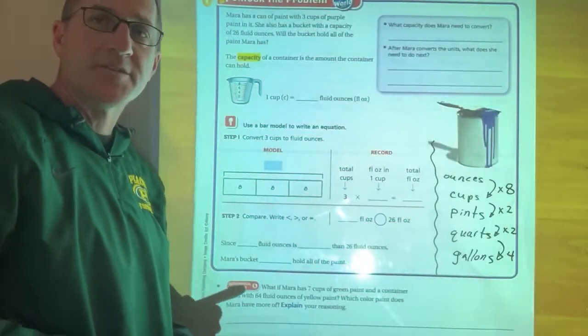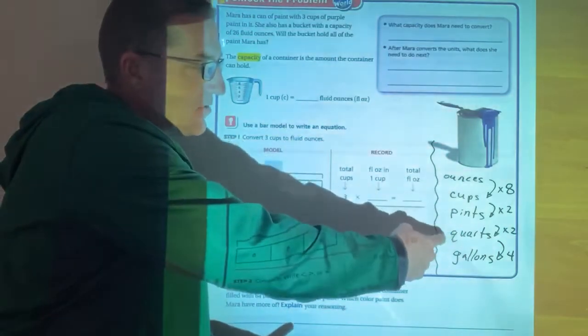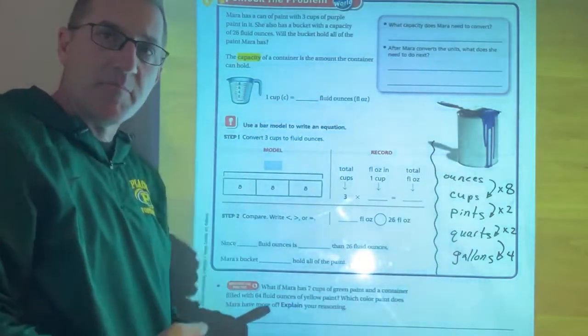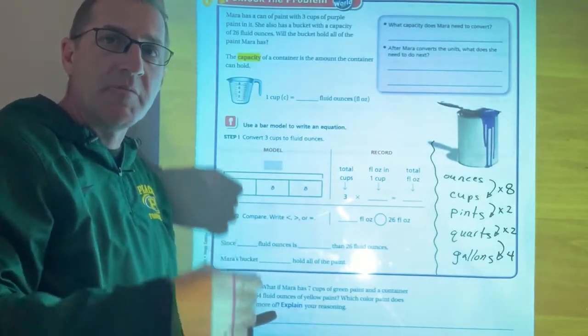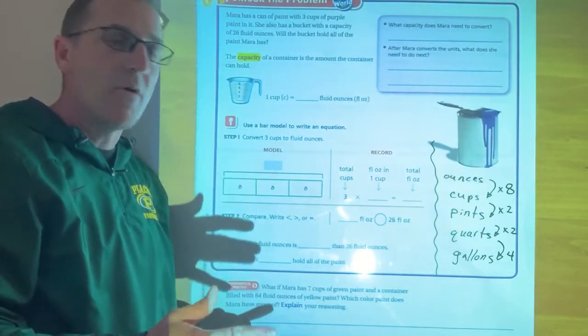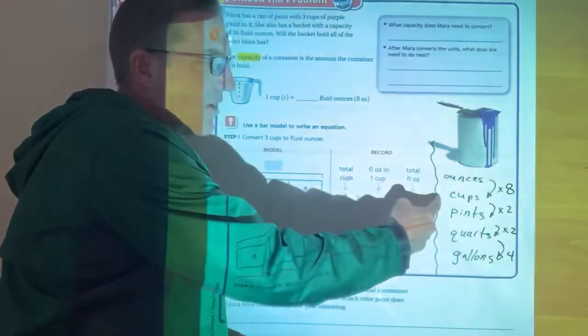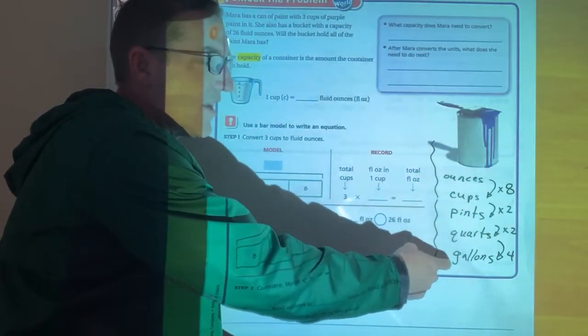But something I like to try to remember is the order. It goes ounces, cups, pints, quarts, gallons to get bigger. Ounces, cups, pints, quarts, gallons, okay? And then remember these numbers, 8224. If you remember that order, I need 8 ounces for a cup. I need 2 cups for a pint, 2 pints for a quart, and 4 quarts for a gallon.